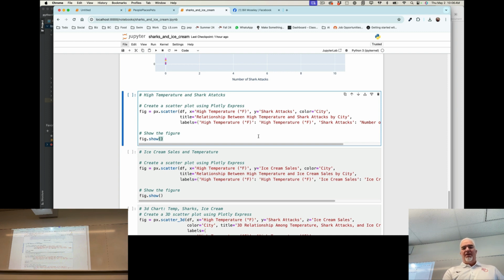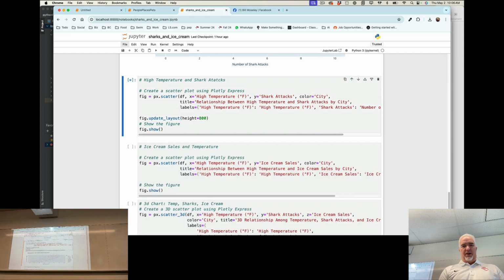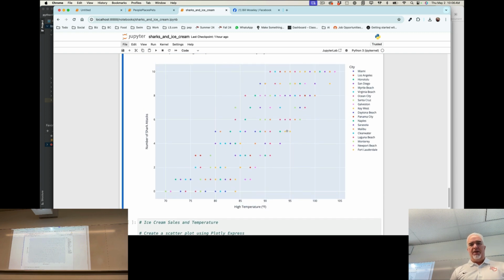So here is another relationship, a different scatter plot that can maybe shed some light on that, and that is the relationship between high temperature and shark attacks. And let's make that one 800 tall too so we can really see it. Less definitive, but would you say there is a relationship there between high temperature and shark attacks? I would say yes. Generally speaking, the warmer it gets over to the right, the higher the number of shark attacks, and the colder it is, the fewer shark attacks.